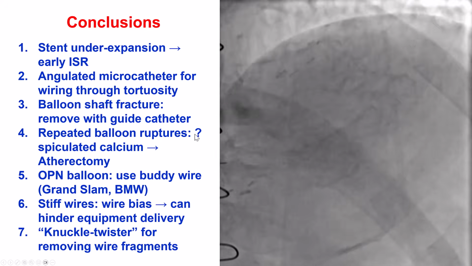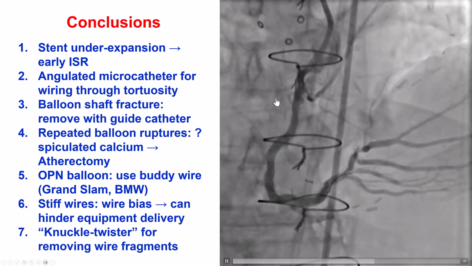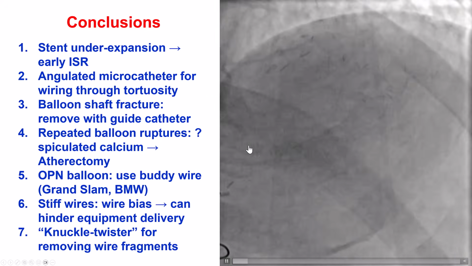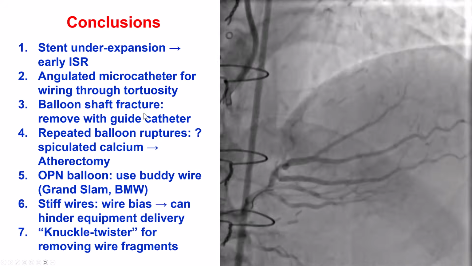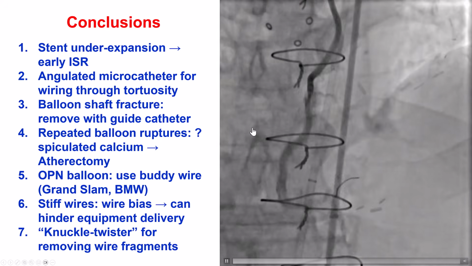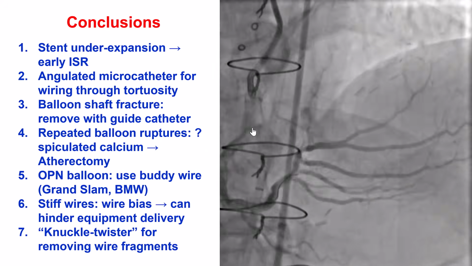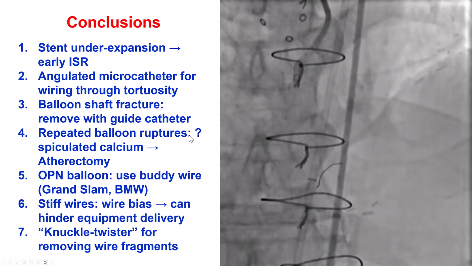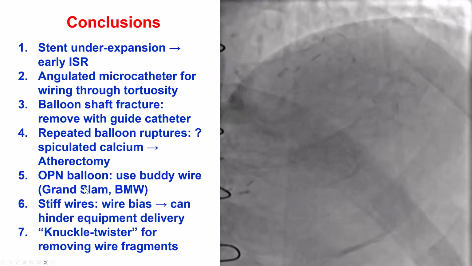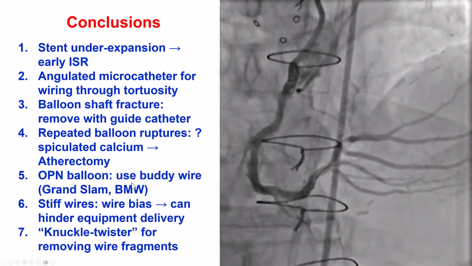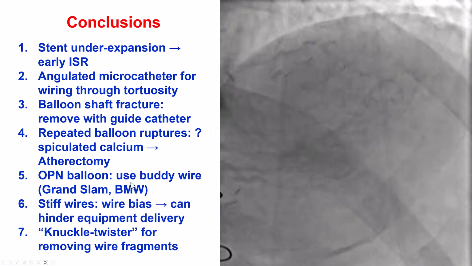Third, we did inflate the OPN balloon over a standard guide wire, which unfortunately led to balloon shaft fracture because the balloon got stuck on the wire, and as we pulled back, we got it fractured and we had to remove everything else. So when you use an OPN balloon, it's best to use a Grand Slam or BMW to minimize that risk of getting the balloon stuck.